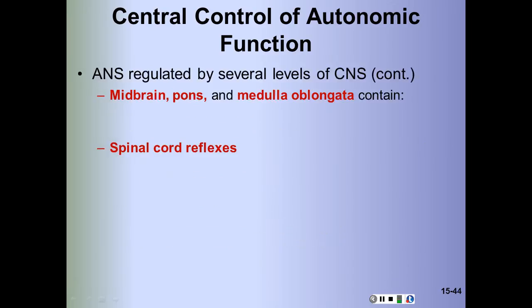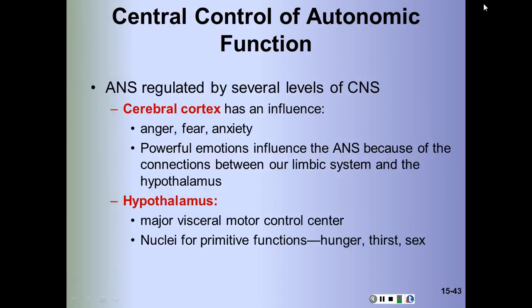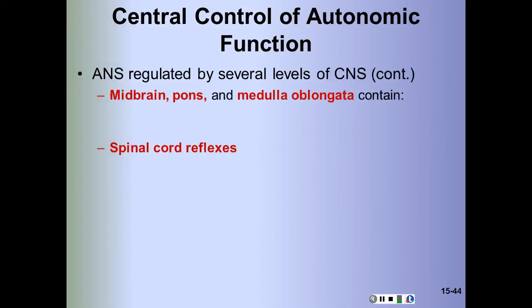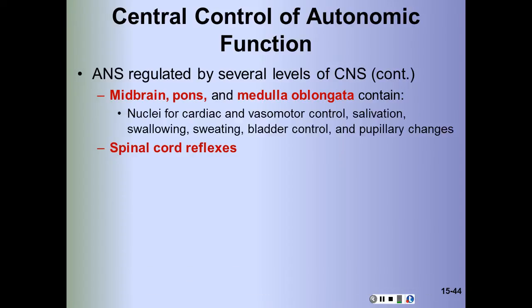The major control center of the visceral motor center is the hypothalamus. This region contains many nuclei for primitive functions such as hunger, thirst, emotions, and sexuality. Output from the hypothalamus travels to the nuclei in many caudal regions of the brainstem, and from there to the cranial nerves and the sympathetic regions in the spinal cord. Now, the ANS is also regulated by the midbrain, pons, and medulla oblongata. They're going to house several autonomic nuclei, of which many belong to the reticular formation, which extends from the medulla to the hypothalamus.